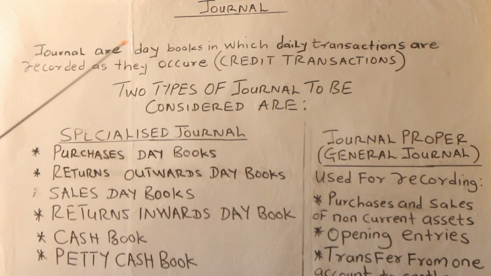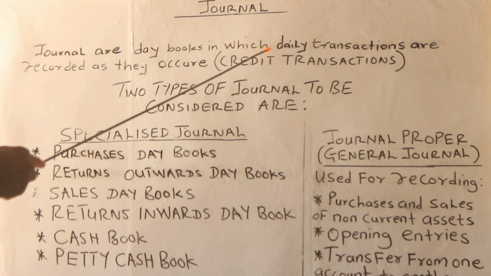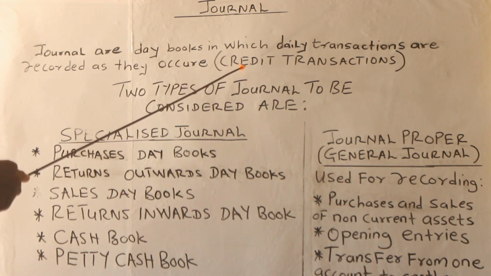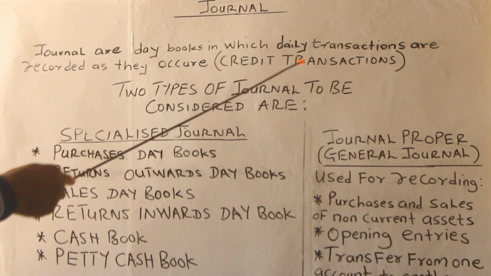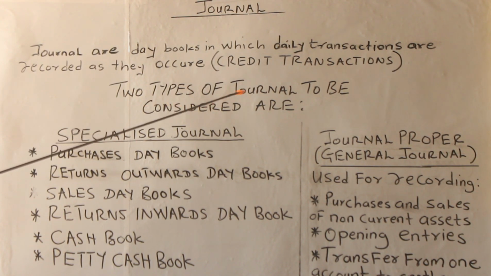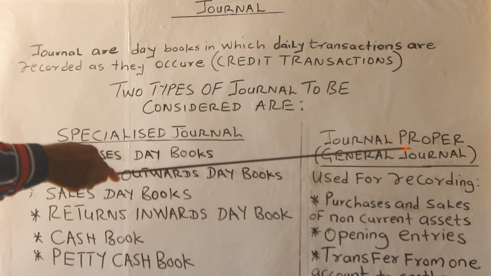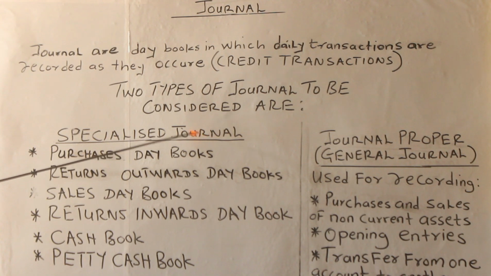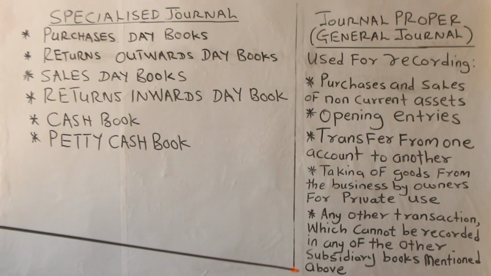The journals. We said journals are day books in which daily transactions are recorded as they occur. The journals here relate to credit transactions. Two types of journal to be considered are specialized journal and journal proper, which can also be called the general journal. Under the specialized journal, we are going to be looking at purchases day book, return outwards day book, sales day book, returns inwards day book, cash book, and petty cash book.